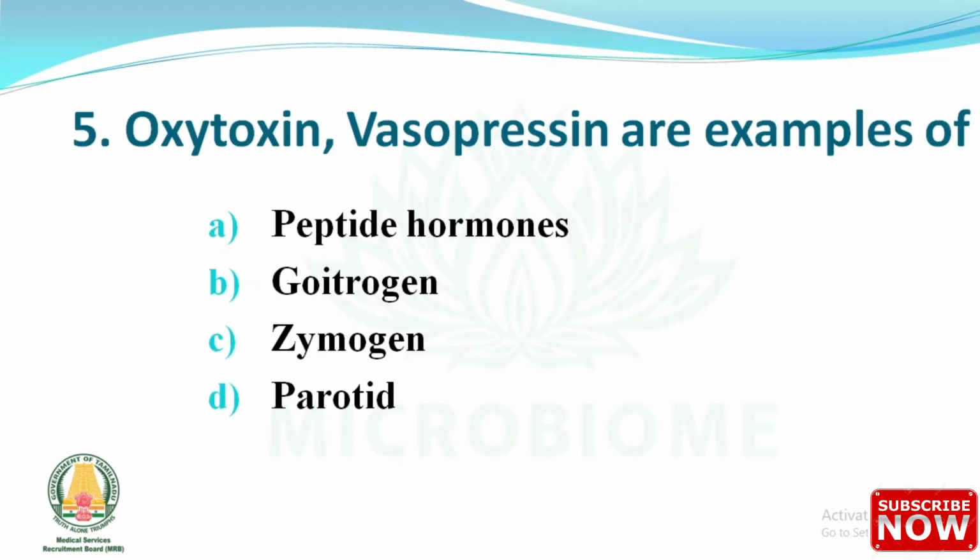And next question, oxytocin, vasopressin are examples of, the options, peptide hormones, goitrogen, zymogen, parotid. The right answer, option A, peptide hormones.